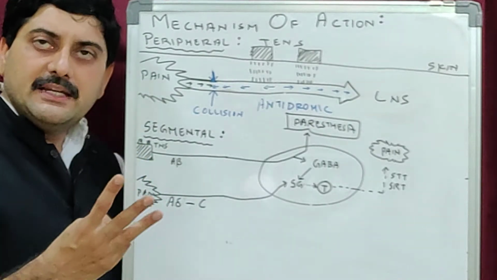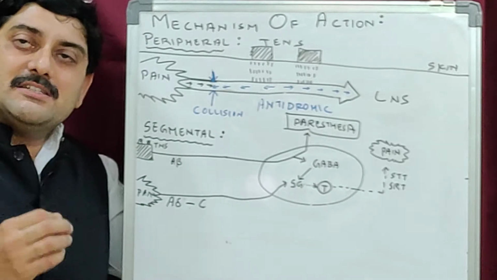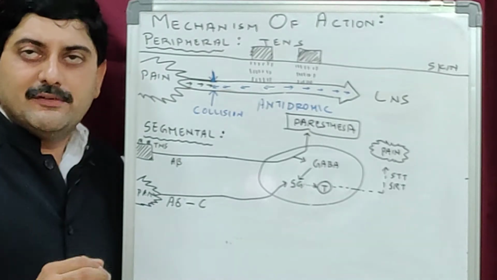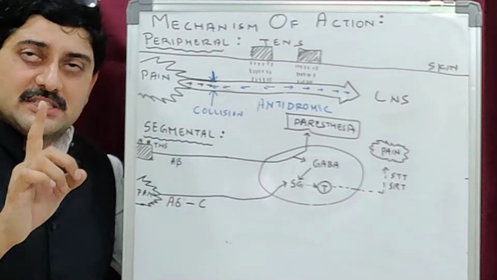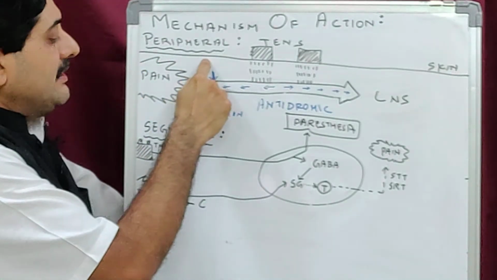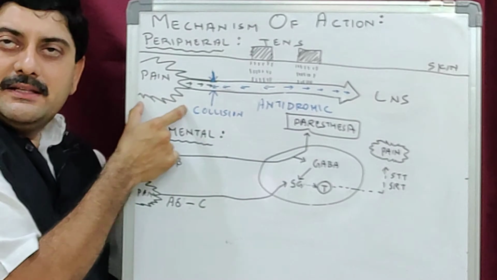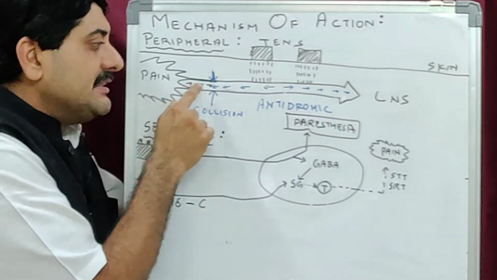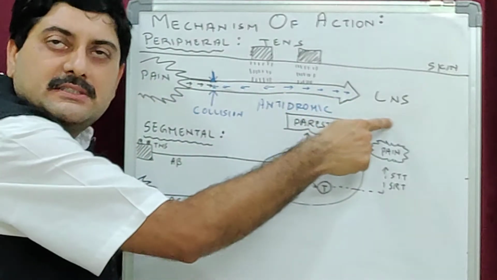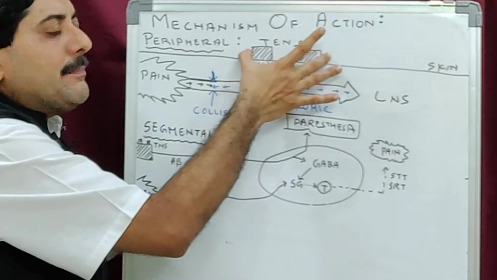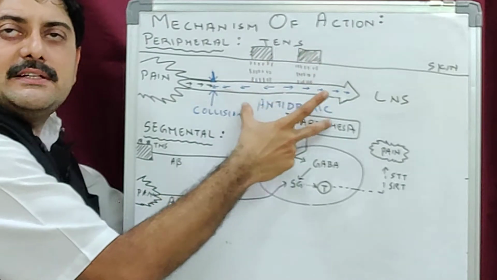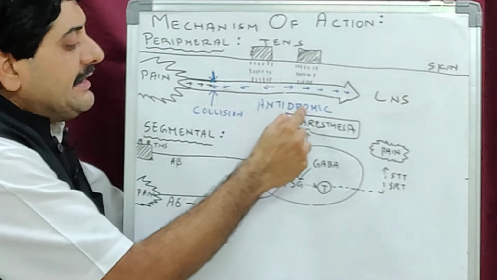We said that there are three modes in which TENS causes pain relief, right? The first is peripheral. The tissue damage is over here, and the sensations of pain are going towards the CNS through the spinal cord, right? When you apply TENS over here, what does the TENS do? It causes an antidromic effect.